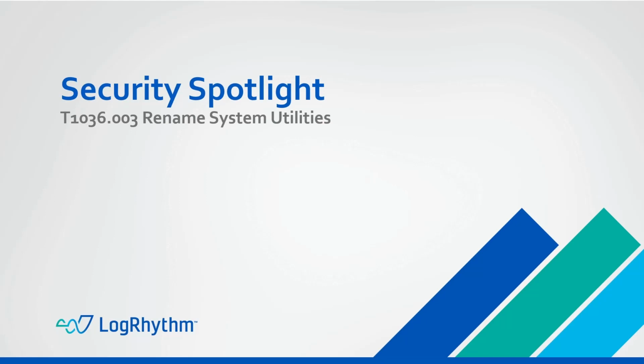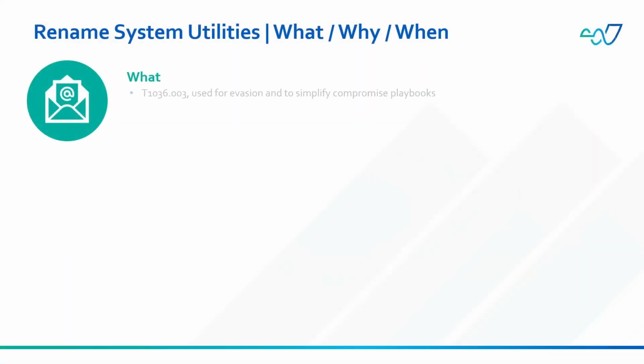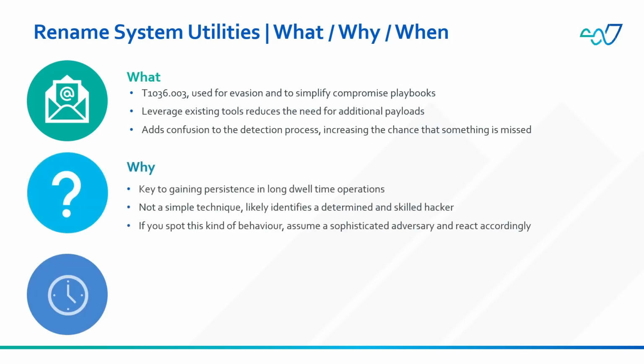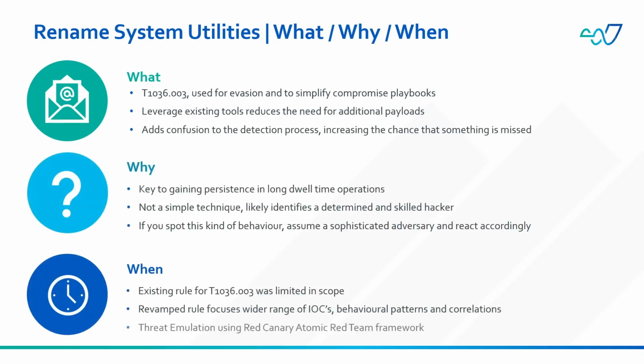This series is designed to provide quick visibility and understanding into the ways you can leverage the Logarithm platform against a variety of threats. Today's Spotlight is a quick overview of how adversaries may use renaming to blend malicious activities within legitimate processes. The MITRE technique T1036.003, otherwise known as rename system utilities, is a high-level technique adversaries will utilize in an attempt to evade detection and simplify compromise.